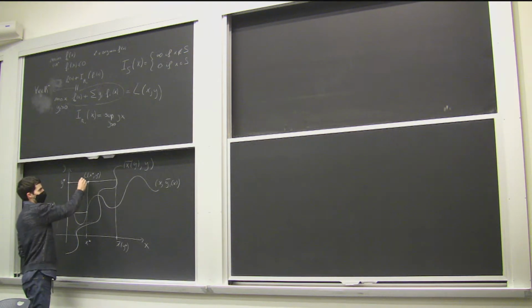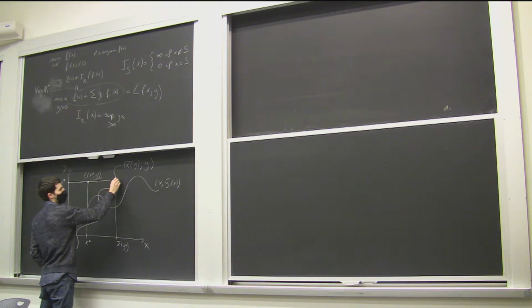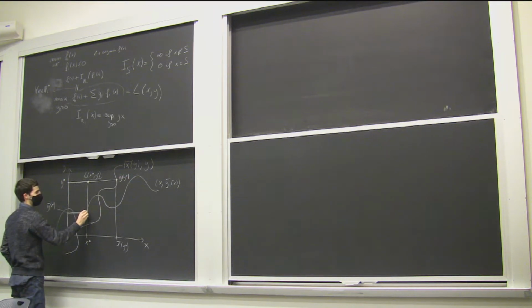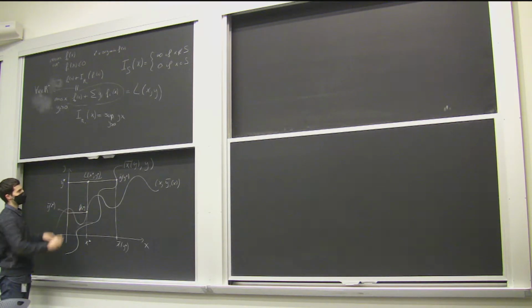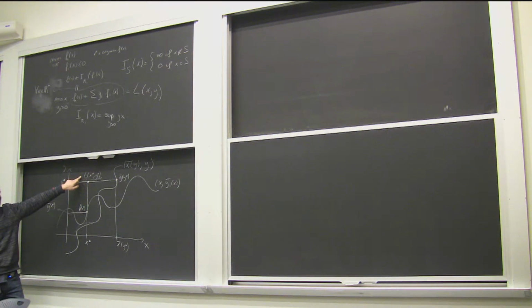And what can you say about this point compared to this point, for which the value here is g of y star, and the value here is f of x star? What can you say about the value of L of x star y star compared to these two?